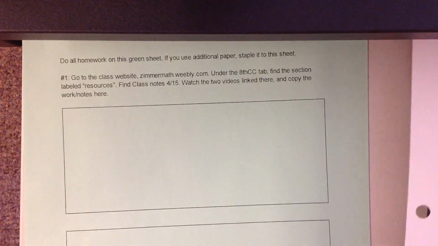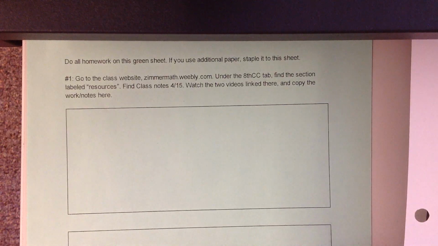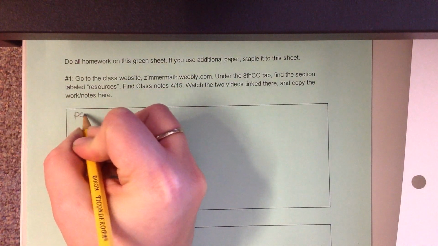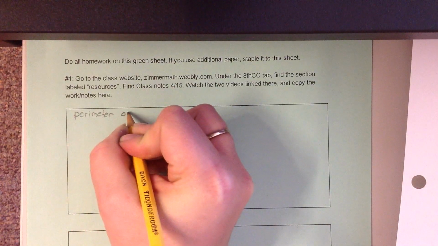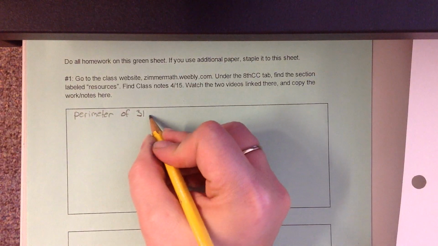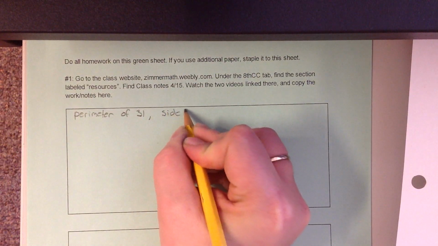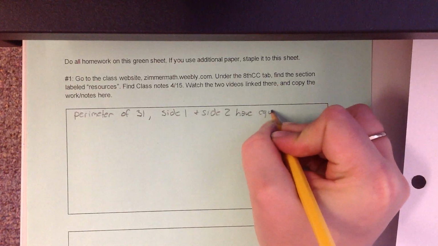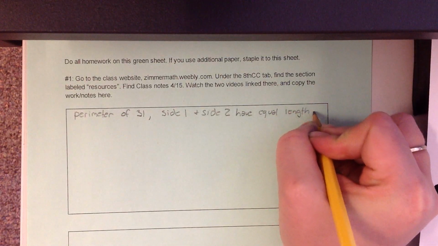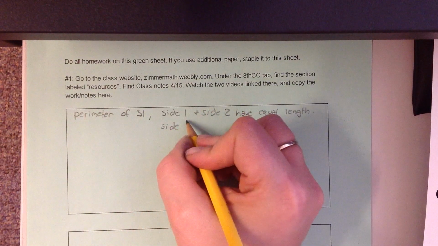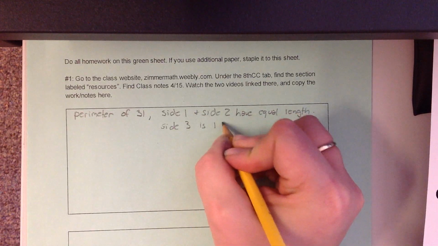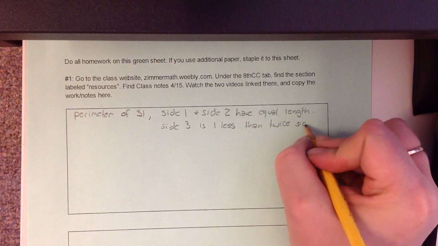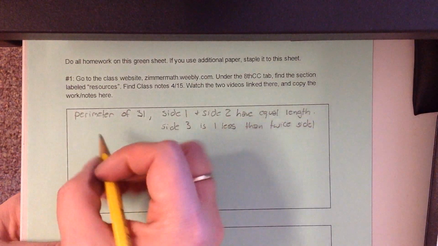Okay, so in our classwork, we were asked to do a guess and check table to figure out a certain triangle's dimensions. They told us that this triangle has a perimeter of 31, and it has 3 sides. Side 1 and side 2 have equal length. And side 3 is 1 less than twice side 1.